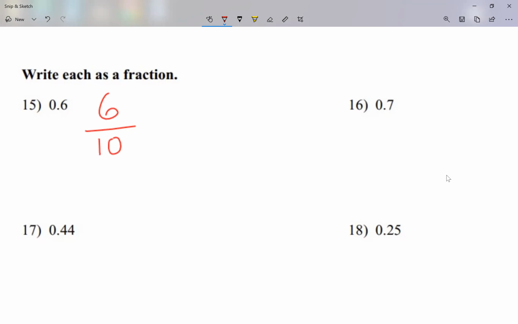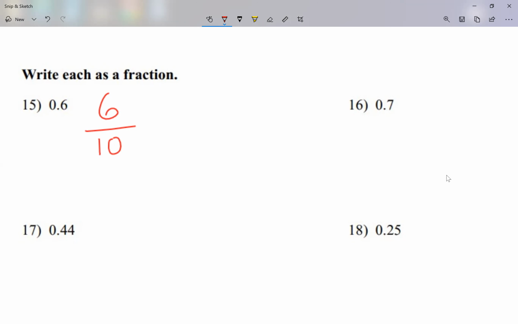If I had two numbers after the decimal point, hint, look at question 17 and 18, if I had two decimal places, then I will have to use two zeros. So now here I just have 1 zero. So 6 over 10. Now one thing we're going to do is we're going to simplify. If I type in 6 over 10, it's going to give it to me wrong.